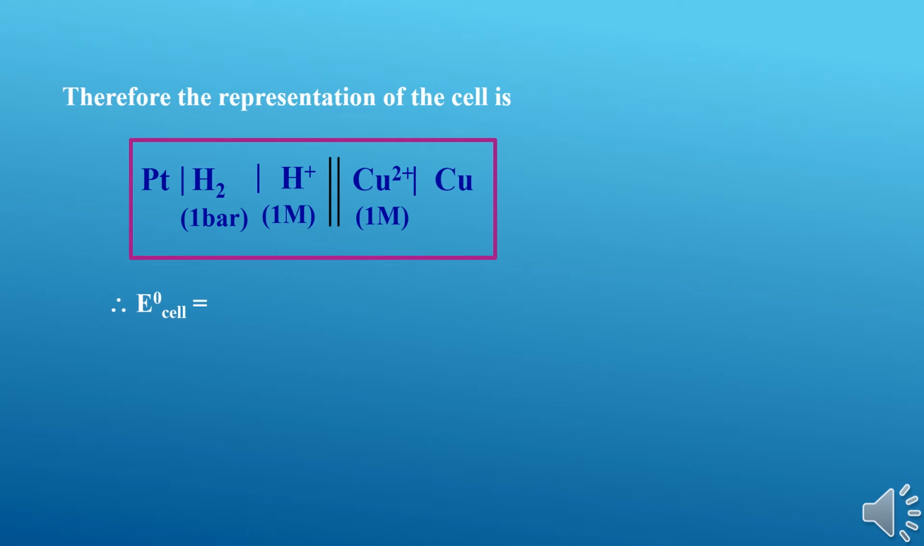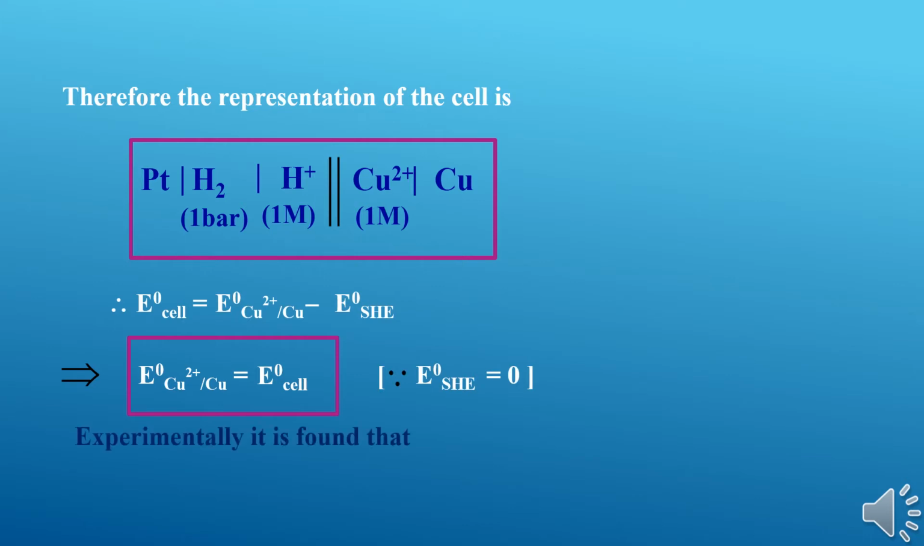We know that E° of cell can be calculated as E° of cathode minus E° of anode. Here the cathode is copper, that is E° of Cu2+/Cu, minus the anode SHE, that is E° of SHE, and we know that E° of SHE is 0. So E° of Cu2+/Cu equals E° of cell. The standard reduction potential of copper equals the standard cell potential, that is the EMF of the cell. And experimentally it is known that the SRP value of copper is 0.34 volt.